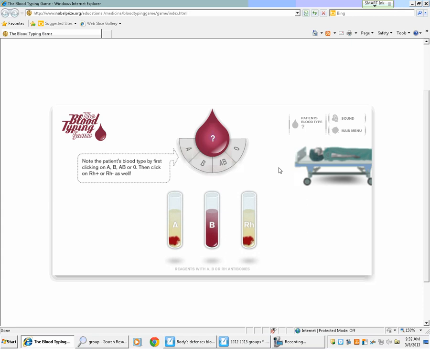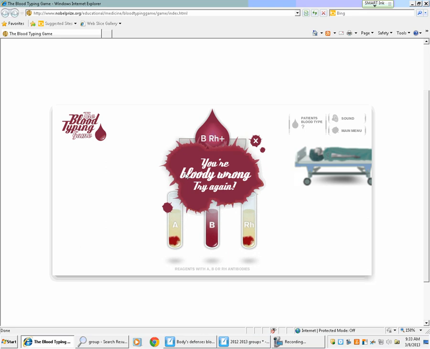Dr. Fuentes, from your data, once you finish recording your information, read aloud that box. Note the patient's blood type by first clicking A, B, AB, or O, then click on RH positive or RH negative as well. Dr. Fuentes, since you are in charge, what blood type would you say that this patient is? Why don't you click B positive? Oh. It's a negative. It's A positive.